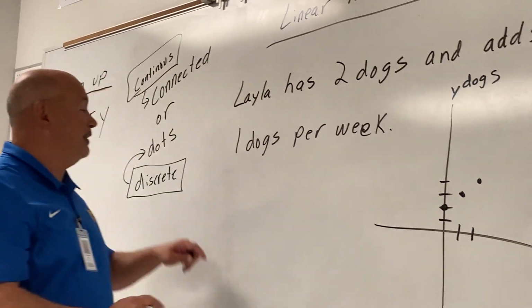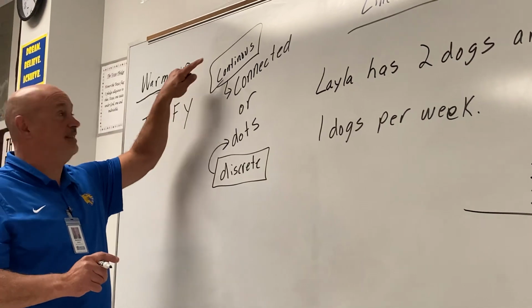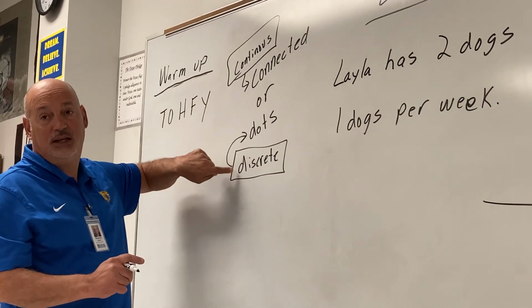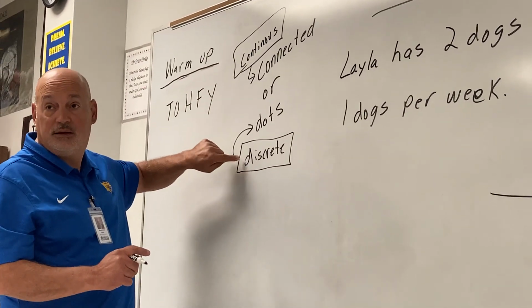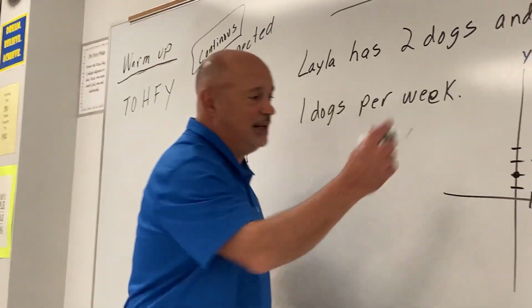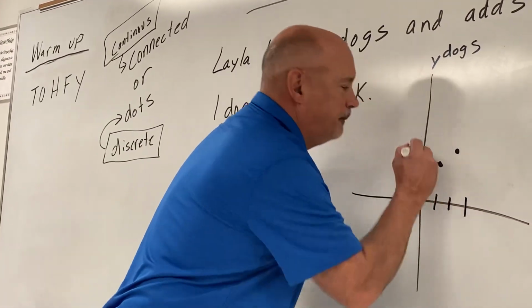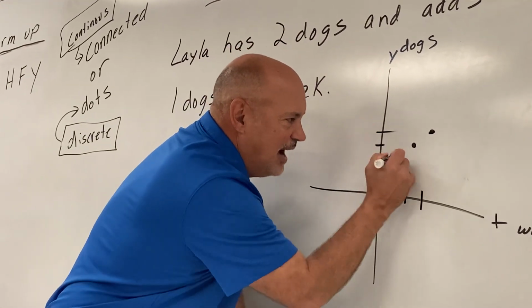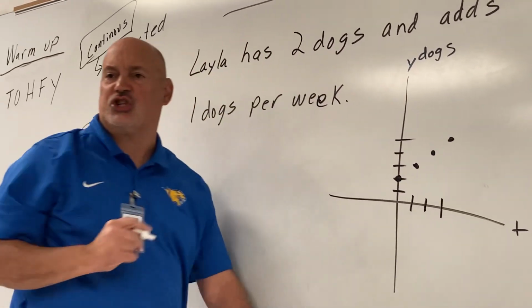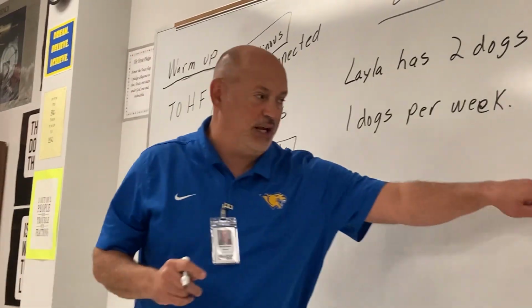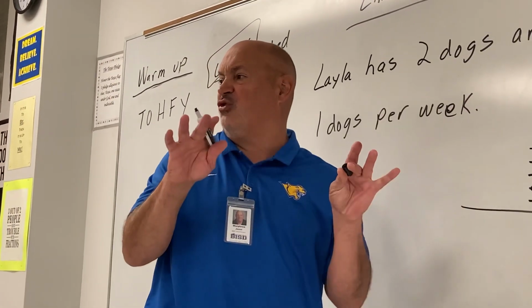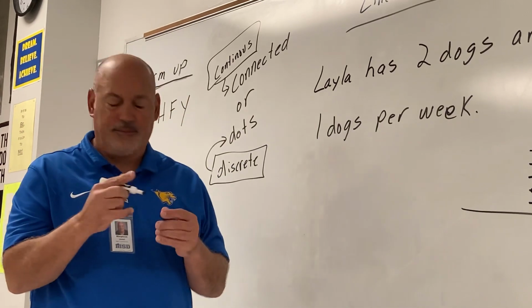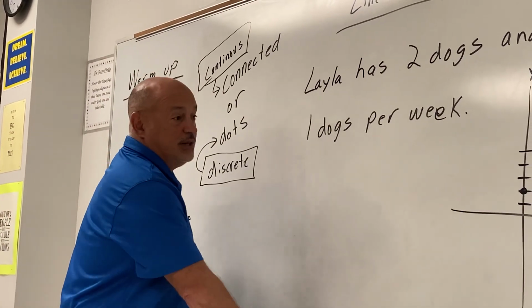Is it possible for Layla to have between 3 and 4 dogs? No. So if you say we're not gonna connect it, it is not continuous. It needs to be discrete. So we are not gonna connect this graph. We could keep it going though, but we are not gonna connect because Layla cannot have 3.71 dogs. She's either gonna have 3 or 4. Nothing in between those numbers. Does that make sense? All right, questions on that one?